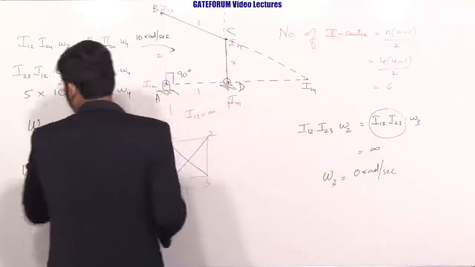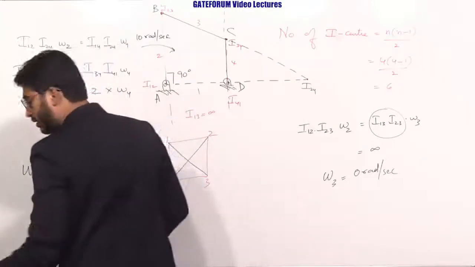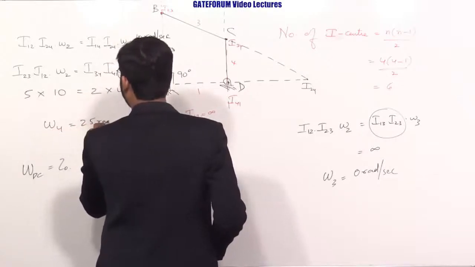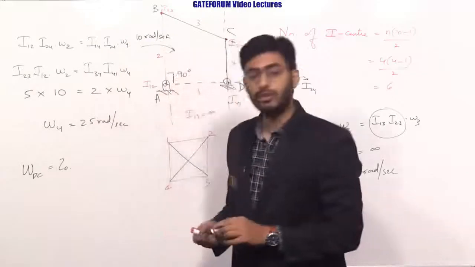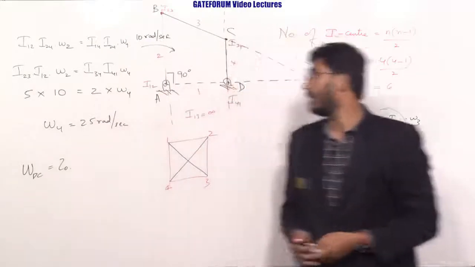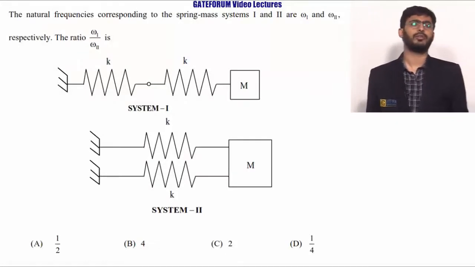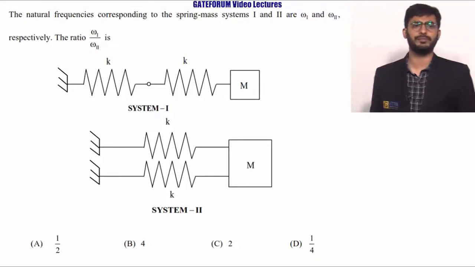So now upon solving this equation, if you solve for omega 4, you will get 25 radians per second, which is matching with option A. Okay, this is the end of the answer. This question belongs to vibration, from the topic free vibrations, and it is a very simple and basic question.